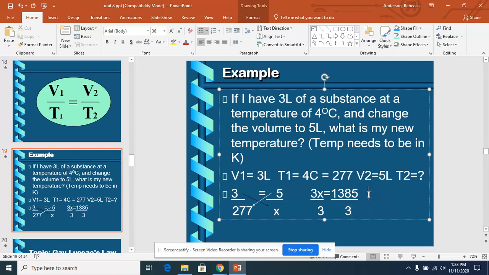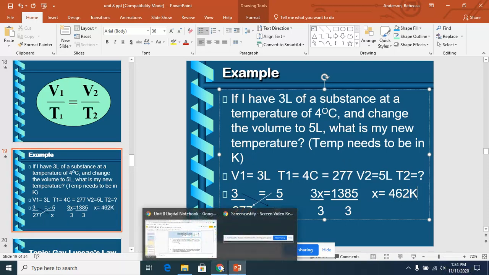So that'll give us x equals 1,385 divided by 3, which is 461.66 repeated, or you could round that to 462. And that is temperature. We found T2, so we would put it in Kelvin, or K. So that would be our answer.